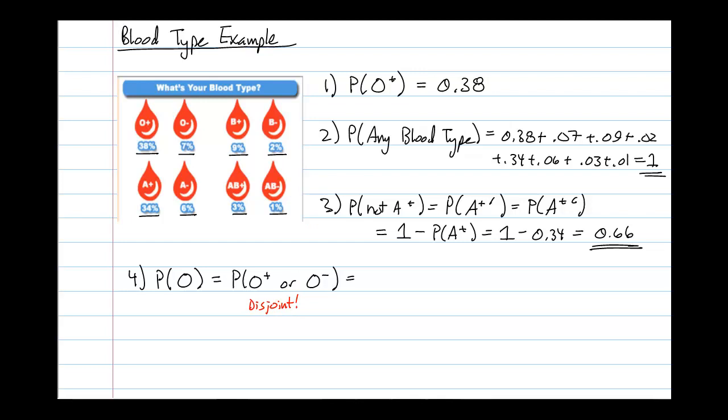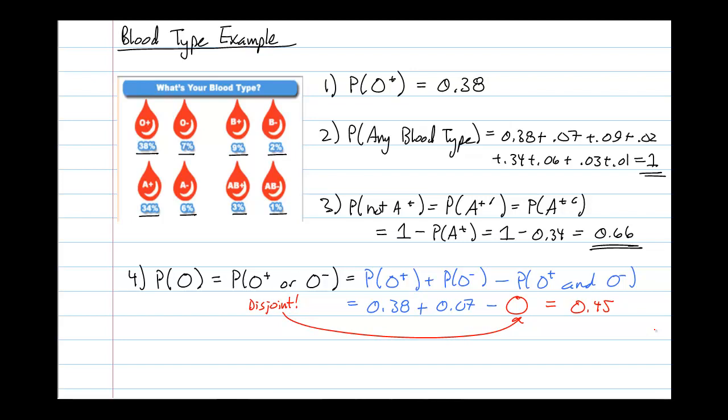And because these are disjoint events, I can follow through with my little formula: the probability of O positive plus the probability of O negative minus the probability of O positive and O negative. Well, the probability of O positive is 0.38. Probability of O negative is 0.07. Now let's talk about this one. Because they're disjoint, this probability goes to 0, and I could just have used that original formula for disjoint events. Now when I add these up, I get 0.45. And again, because they're disjoint, this intersection value is 0. Let's go ahead and look at another example.